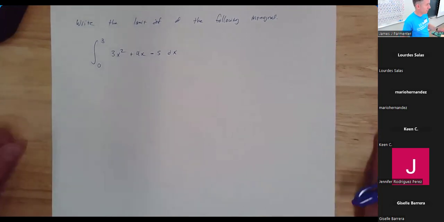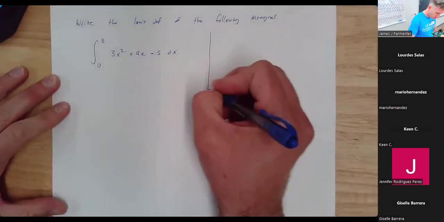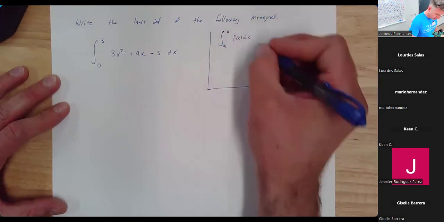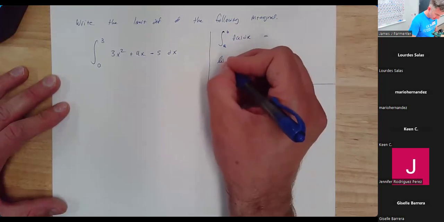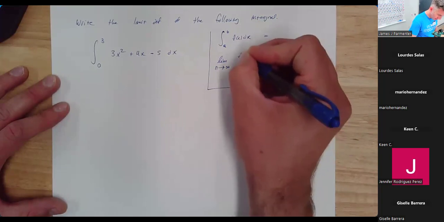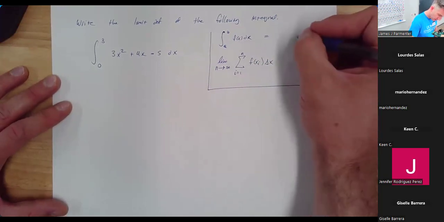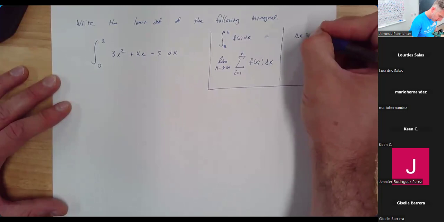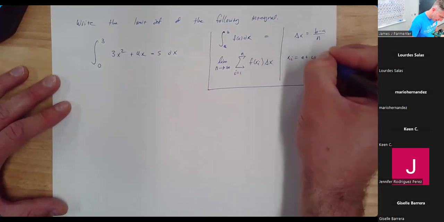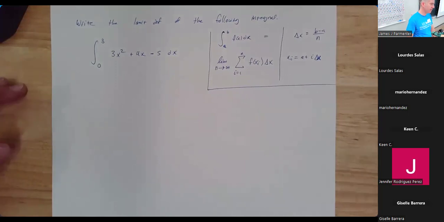Okay, so we have a few things to figure out. The first thing is we need to know the limit definition. I remind you that in general, for the integral from a to b of f of x dx, the limit definition is the limit as n goes to infinity of the sum from i equals 1 to n of f of x sub i times delta x, where delta x is equal to (b minus a) over n, and x sub i is equal to a plus i times delta x. I use i, some people use k, some people use j. It's the same difference.